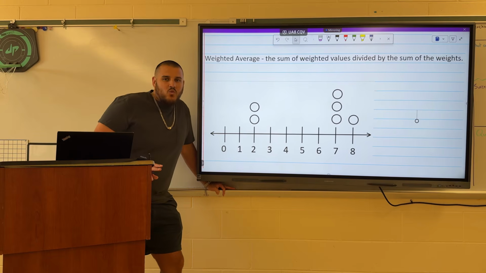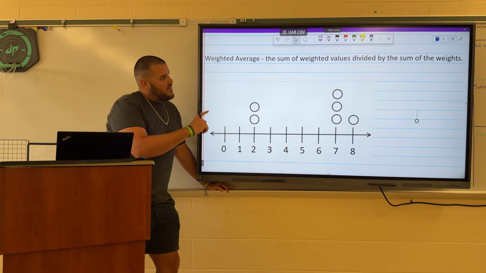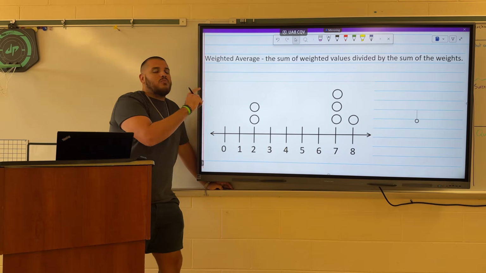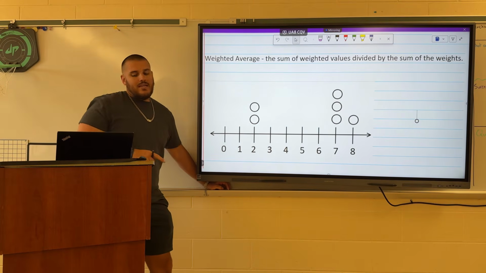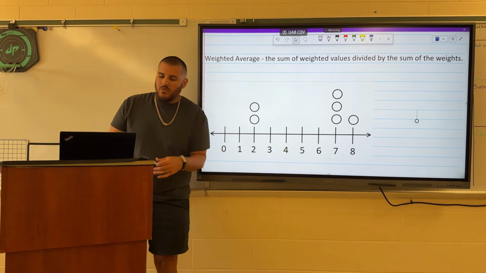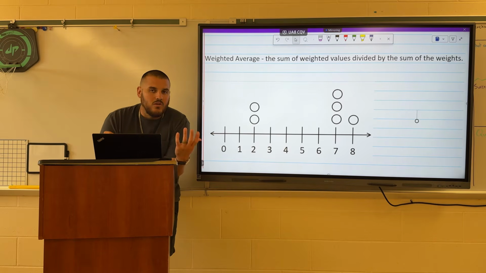We're finishing up section 1.3 here with a quick lesson on weighted averages. The definition here says weighted averages are the sum of weighted values divided by the sum of the weights. That sounds a little interesting, maybe a little confusing, but really this is just average in disguise. Right? Hopefully you recall what average is.